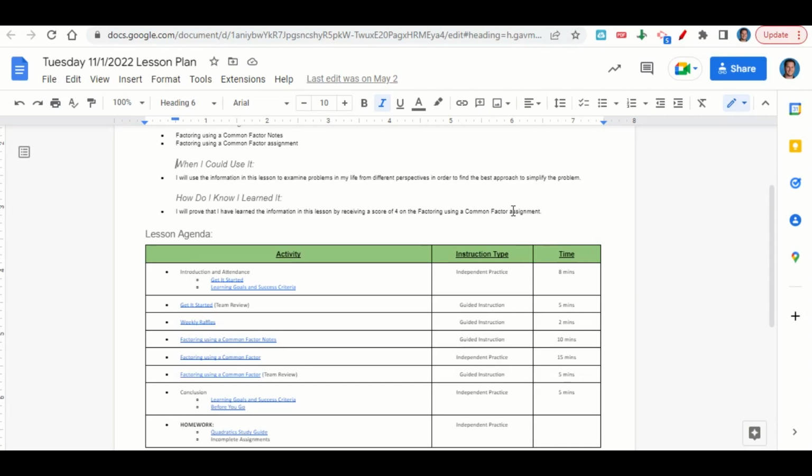At the end of class, we'll go back over our learning goals and success criteria while you fill out your exit ticket before you go. Your only homework for tonight is to continue working on the quadratics study guide and any incomplete assignments that you may have.